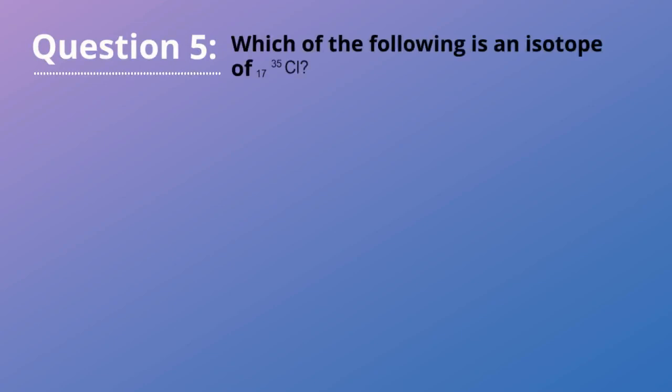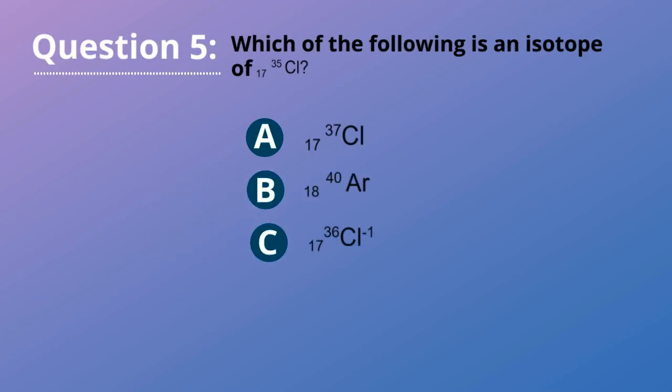Question 5. Which of the following is an isotope of this chlorine atom? A, B, C, or D? The correct answer is A.